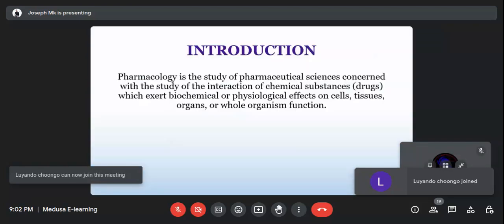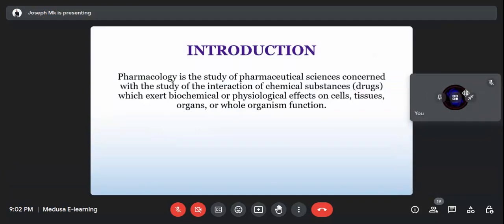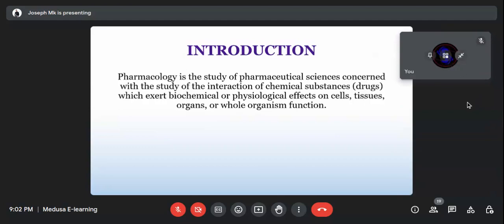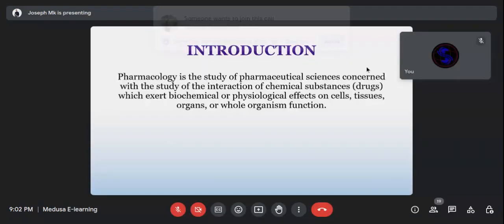Okay, so just a little bit about the introductory part of pharmacology. As we all know, whenever we hear the word pharmacology, I'm sure there is something that clicks in our mind. Usually it's something that has to do with drugs. Yeah, I know most of us know about that. Once we hear someone talk about pharmacy or pharmacology, something clicks in our mind as something which has to do with the drug.